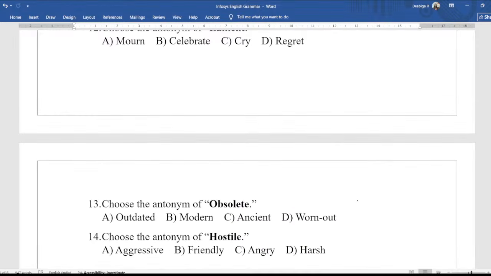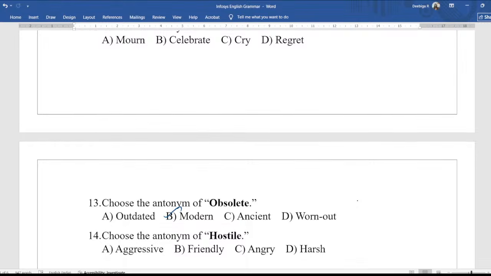Now, choose the antonym of obsolete. So the meaning of obsolete is something that's outdated, something that is not in use by the current society or in an application. That is what obsolete is. So the correct answer would be modern, something modern and relevant and that's in use. So outdated, ancient, worn out, all correspond to the meaning of obsolete.